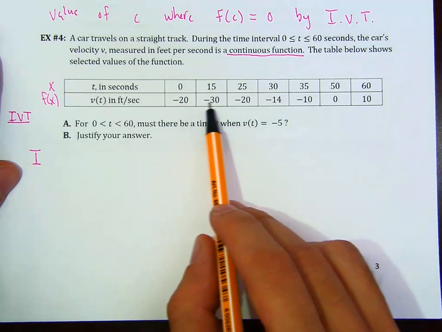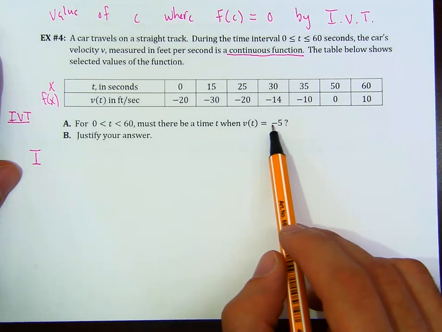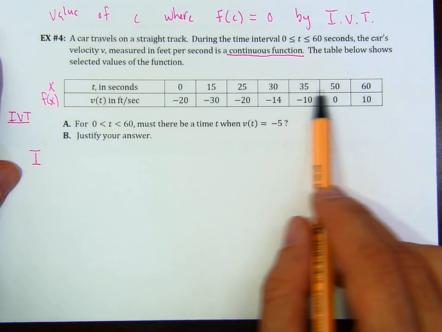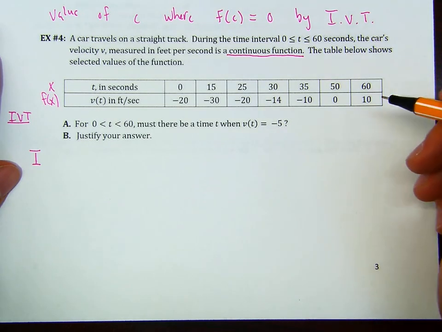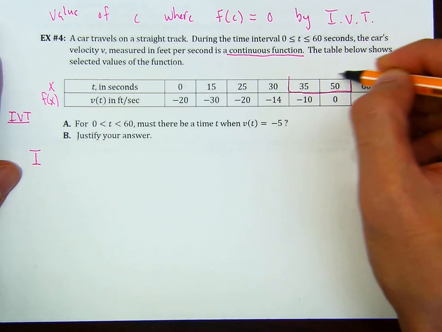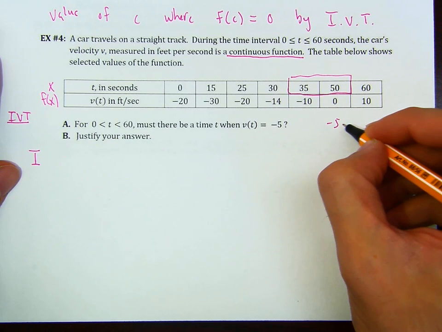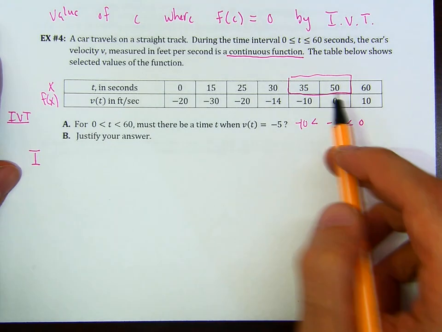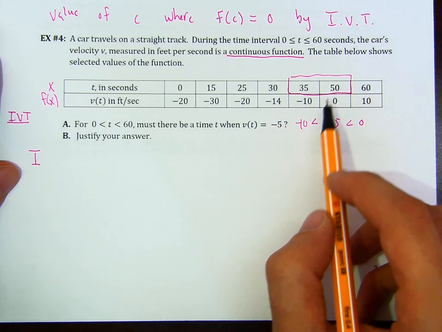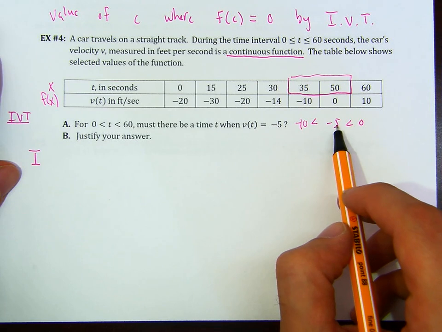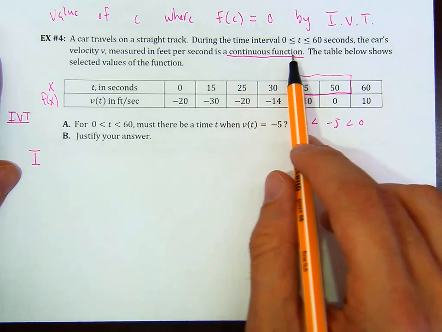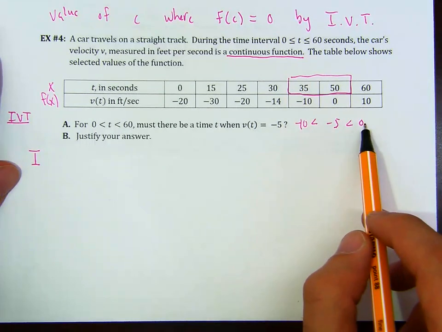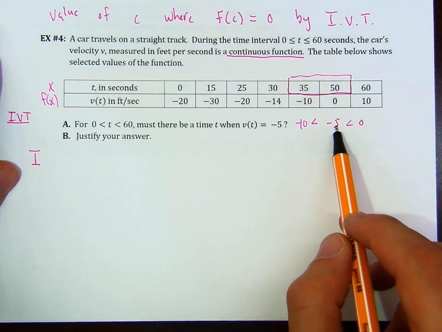What I want you to do is pause the video and try and figure out where v of t has to be negative 5, between which times, like between which interval. Okay? If you want to see the solution, it has to be between 35 and 50 seconds, because isn't negative 5 in between negative 10 and 0, right? So between 35 and 50 seconds the car's velocity has to be negative 5 feet per second, because you know the function's continuous. So if you're at negative 10, for you to go to 0, you have to hit negative 5 before that.